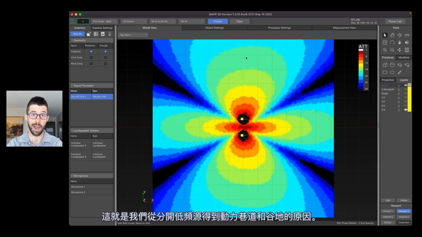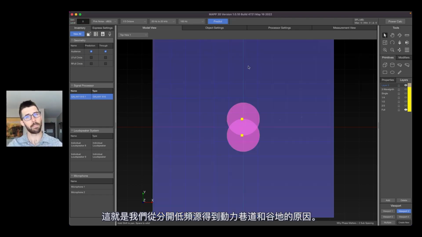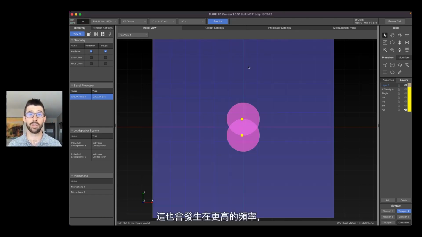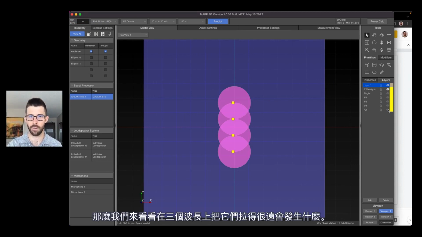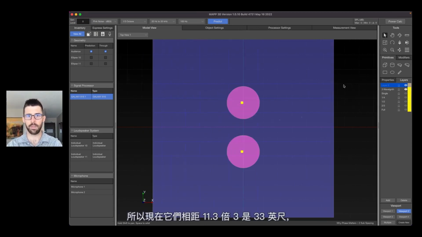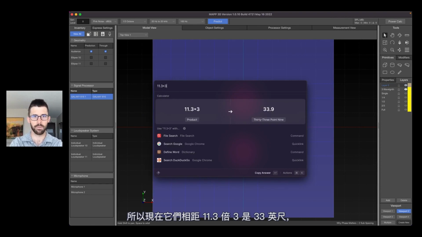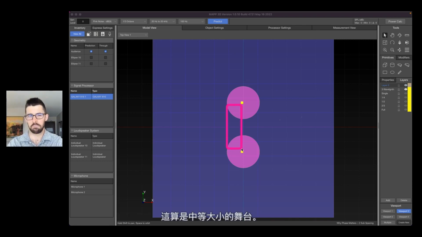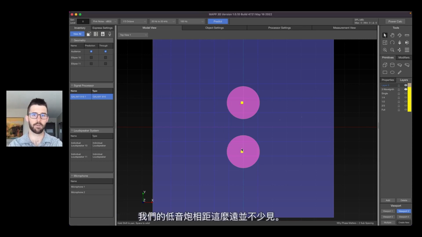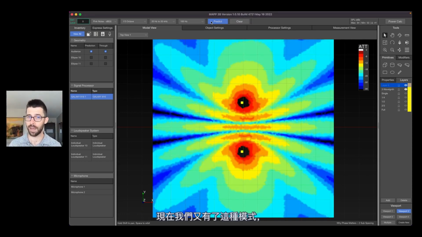So that's where we get power alleys and valleys from, by pulling apart low frequency sources. This also happens at higher frequencies, but at a much higher rate. So let's look at that at 3 wavelengths, just to pull them far apart. Right now they are 11.3 times 3, 33 feet apart, which is not uncommon to have with maybe a 32-foot wide stage. That's a medium-sized stage, so it's not uncommon to have our subs that far apart if we're forced to do left-right. So again, we're looking at 100 hertz, and now we have this pattern.